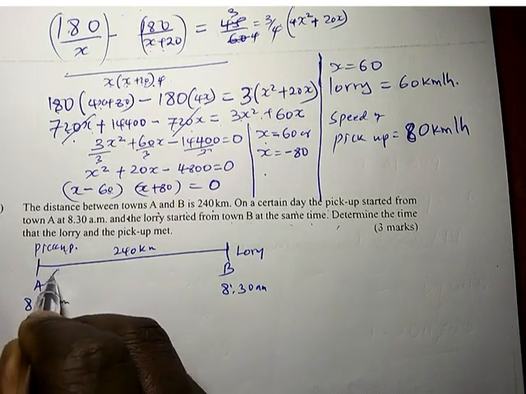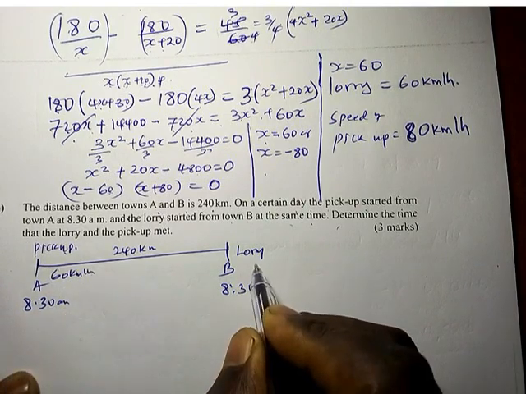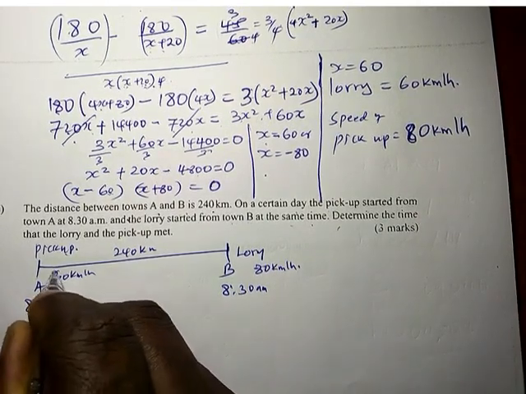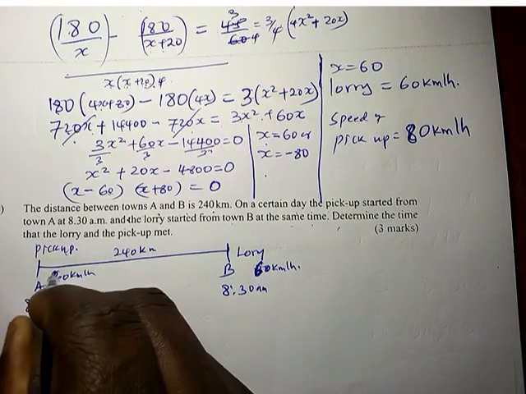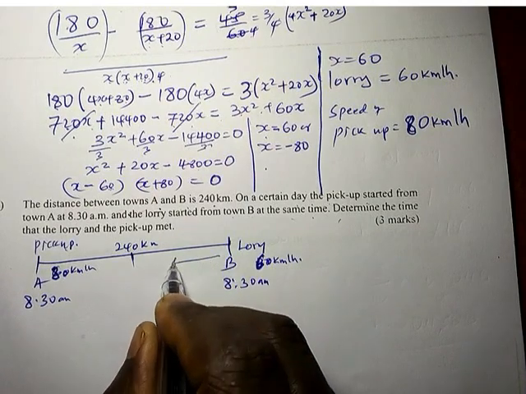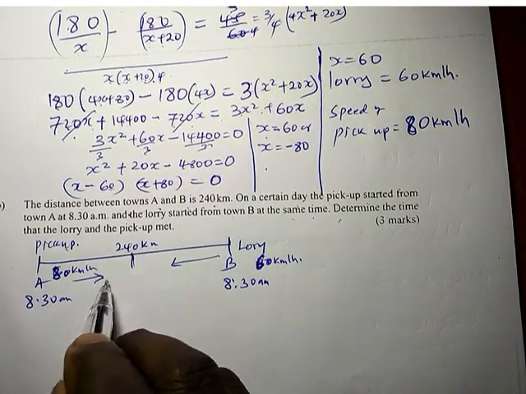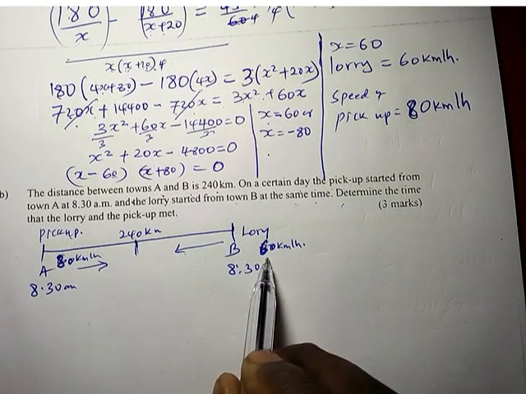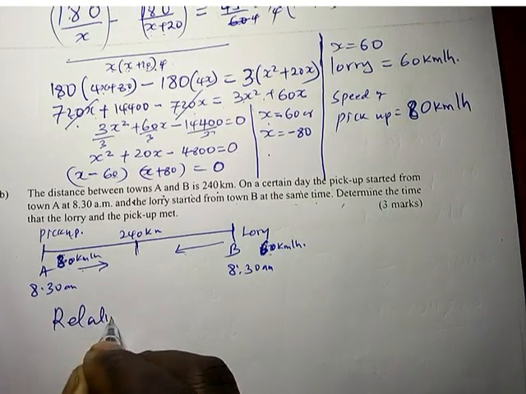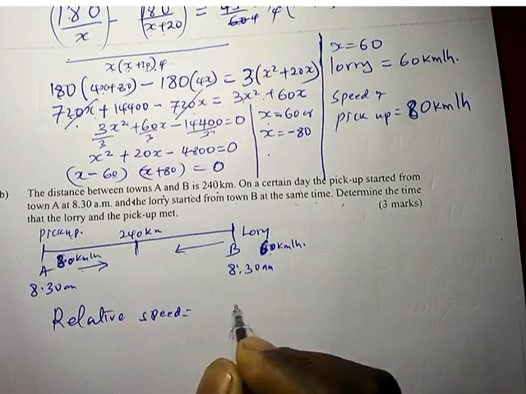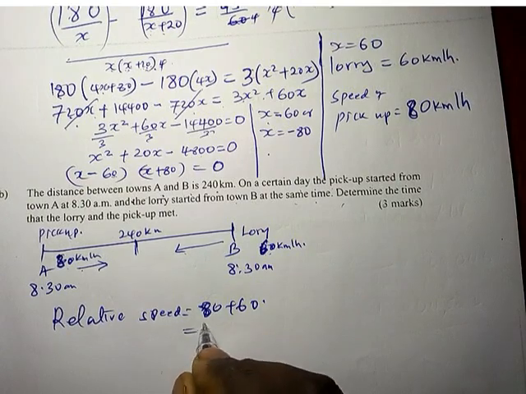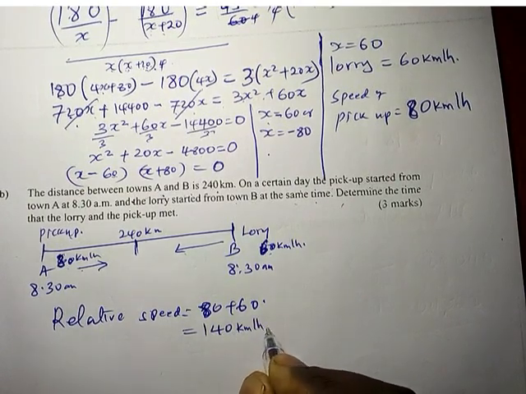We know the speed of the pickup is 80 kilometers per hour. The speed for this one is 60 kilometers per hour. Now, they came to meet here. So because this one is coming and this one is going, they are going to meet, so we find the relative speed. The relative speed is to add the individual speeds. So relative speed is equal to 80 plus 60. And that one gives us 140 kilometers per hour.